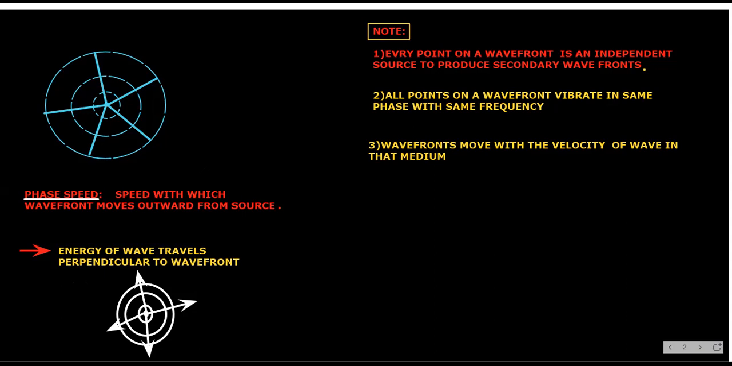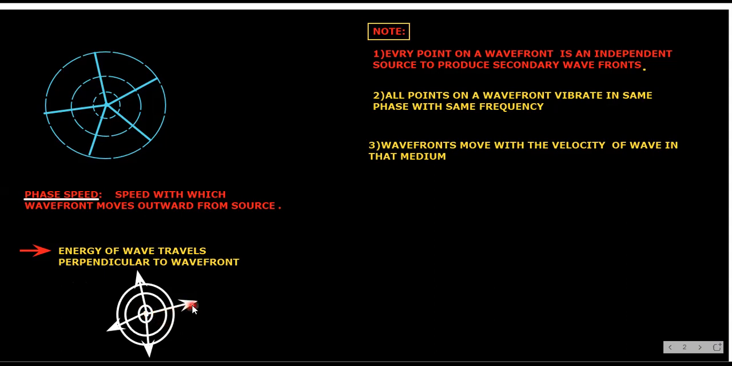Next, energy of a wave travels perpendicular to the wavefront. This is another point which I have given you. Whatever the energy of that particular wave is, how will it travel? Perpendicular to the wavefront. See in the diagram I have shown below.